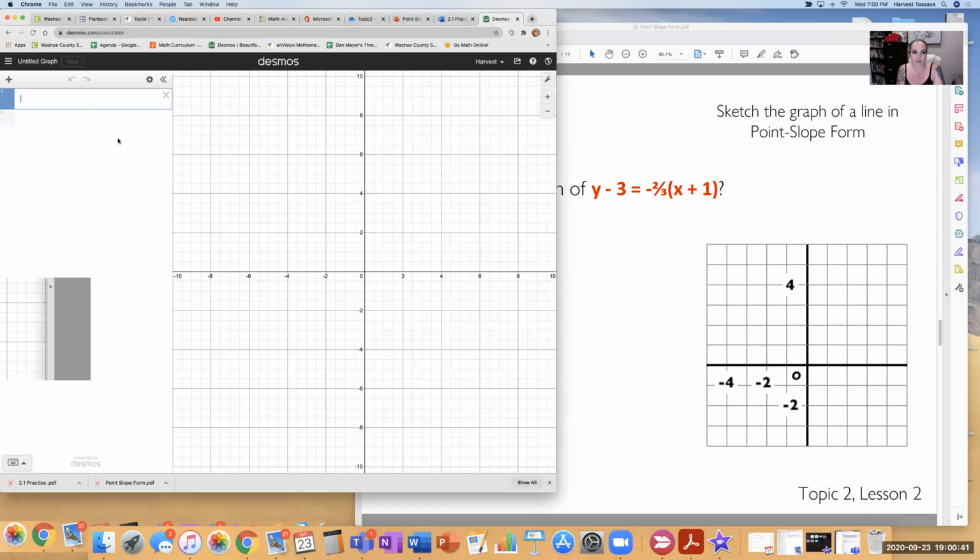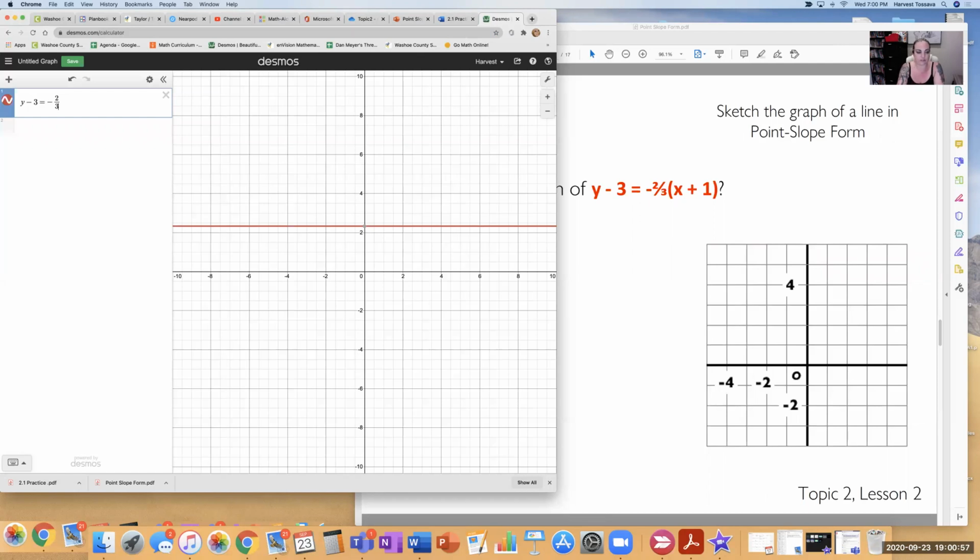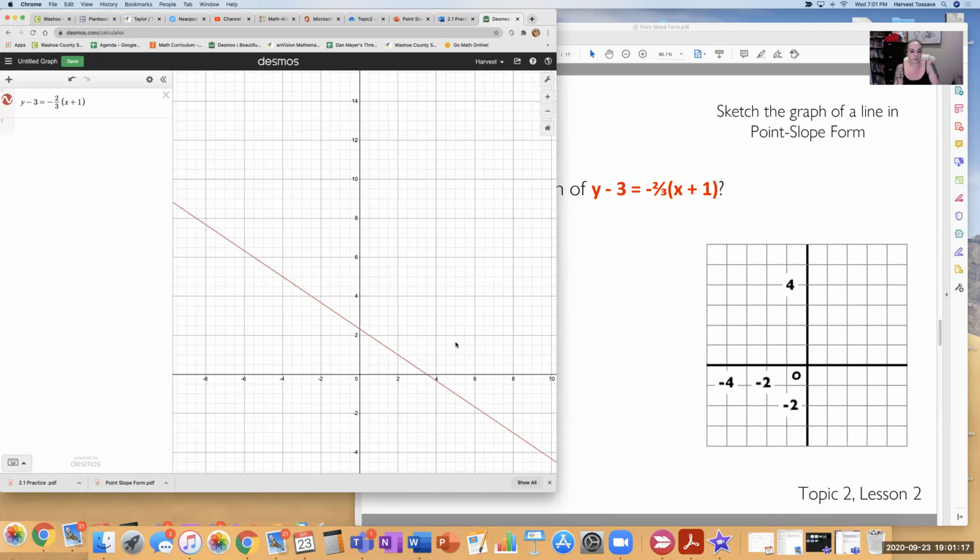And here's the other awesome thing about Desmos: you don't have to have it in y equals mx plus b form. You can literally just type in y minus 3 equals negative 2/3, nice how it puts it in a fraction form for us. Then arrow to the right to get it out of the fraction, parentheses, x plus 1, end parentheses, you didn't really need to do that, and it automatically has graphed this for us. Now, here's the most important thing.